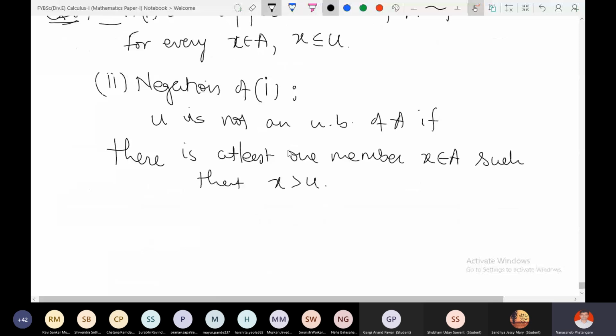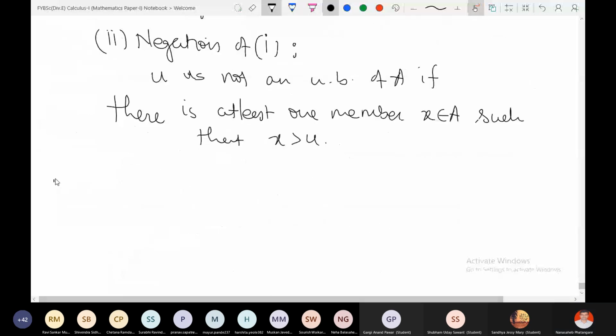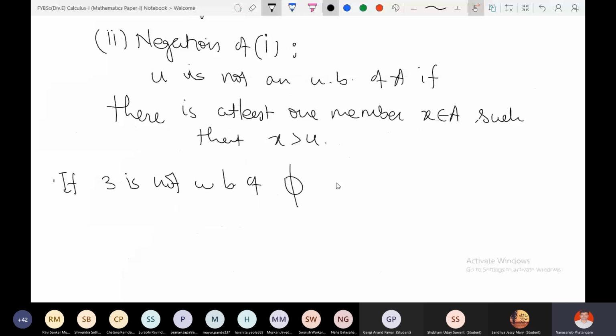This is fine. Now, when we believe that 3 is not an upper bound of the empty set, if I want to state the same thing here, 3 is not an upper bound of this set, forget about the empty set, whatever this set is. 3 is not an upper bound of this set if what? What should I say?